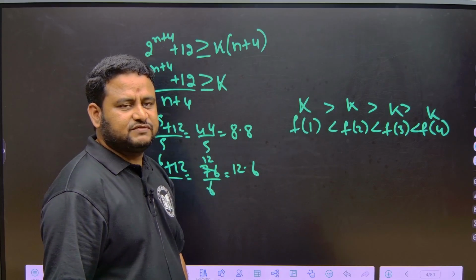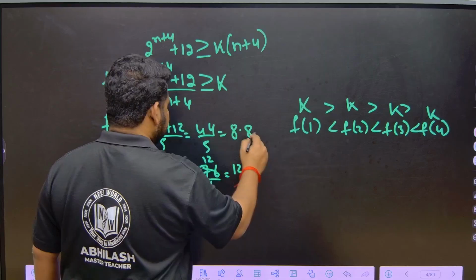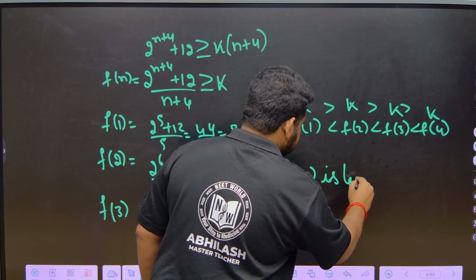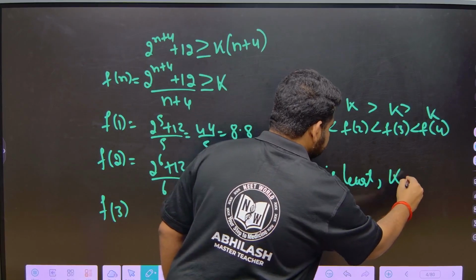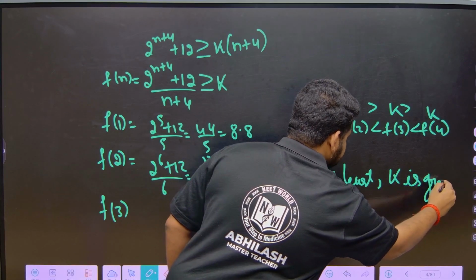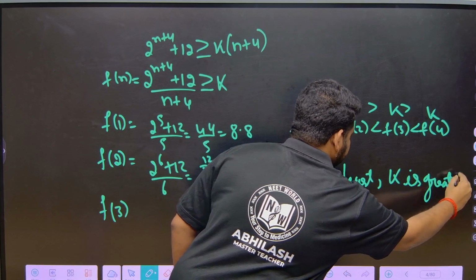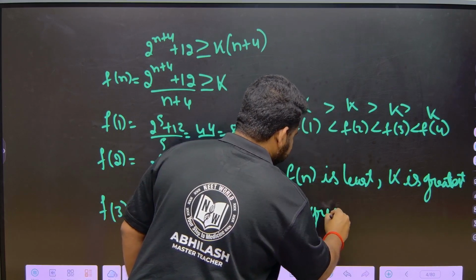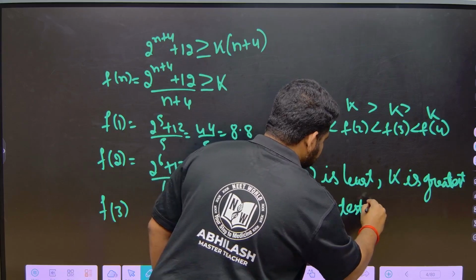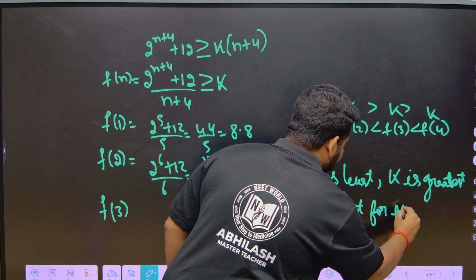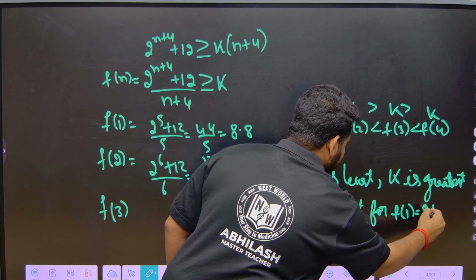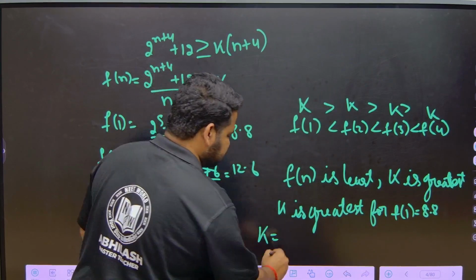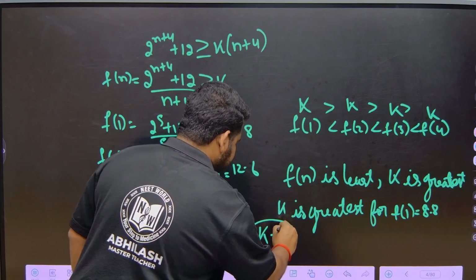So, the greatest integer function you will get for this value. When f of n is least, then k is greatest. So, here k is greatest for f of 1. That value is nothing but equal to 8.8. Since it is a greatest integer function, instead of writing 8.8, I should write k is equal to 8.